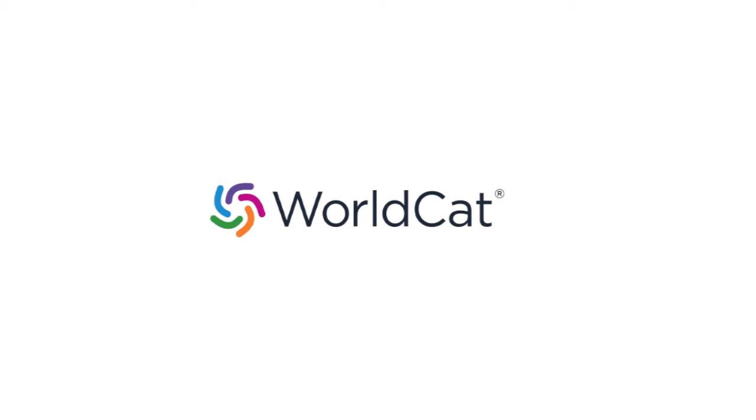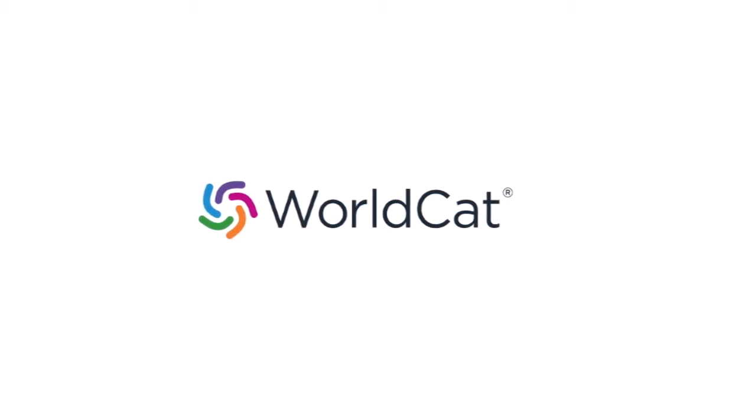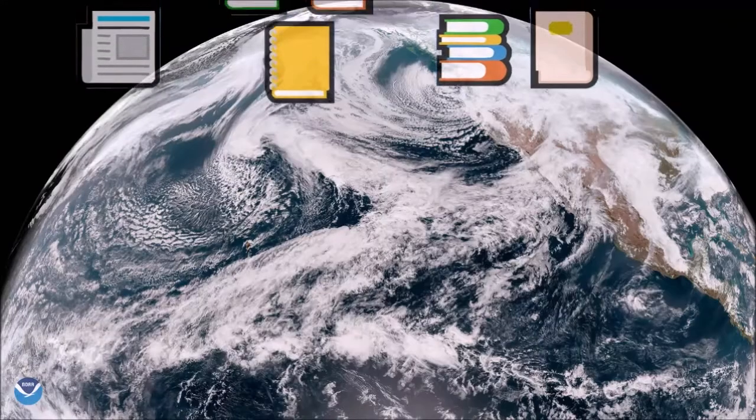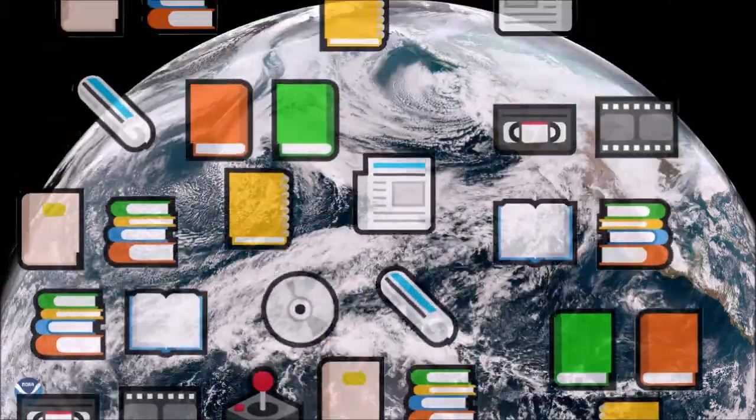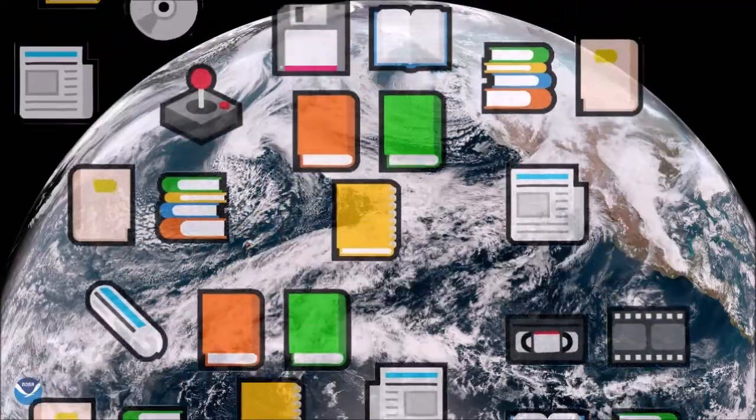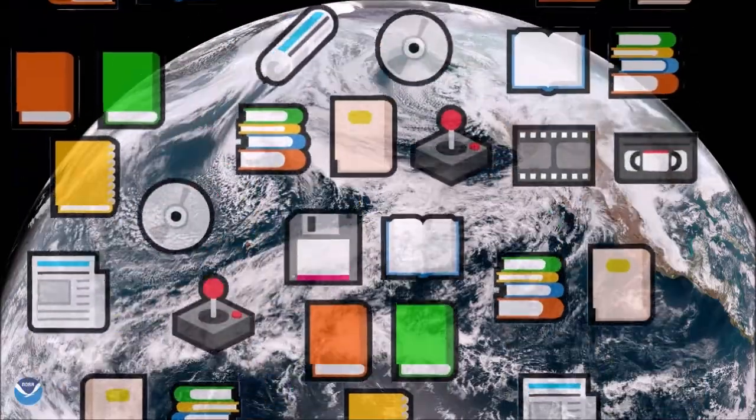OCLC Worldcat can help. It's a worldwide library catalog including the holdings of thousands of libraries from across the globe. And it's not just limited to books and journals. It also has ebooks, videos, DVDs, newspapers, and more. It's very helpful for looking up obscure, difficult-to-find items.